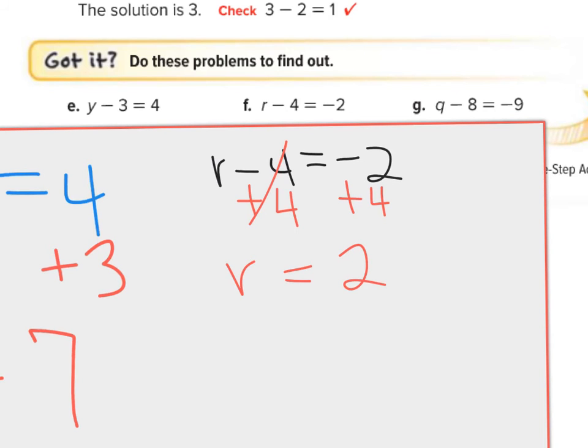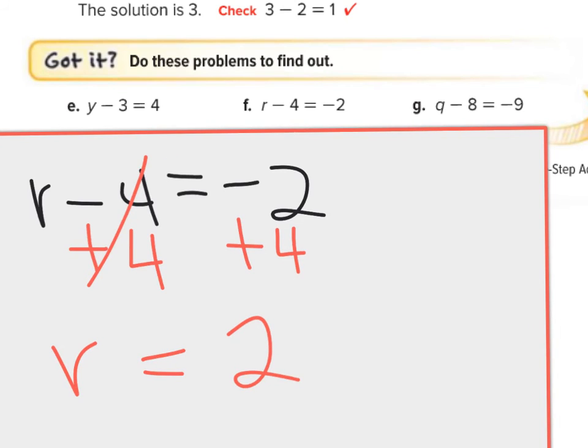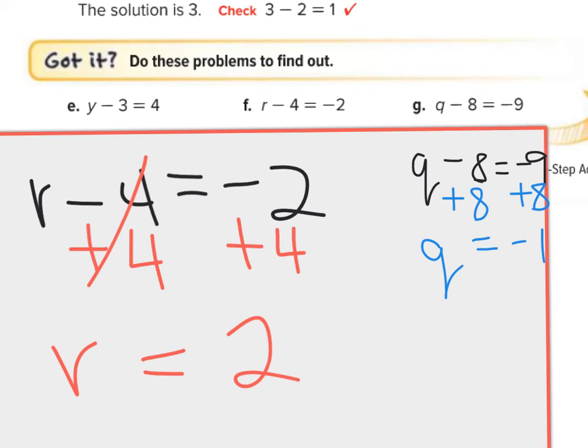And then finally, let's try G, where I have q minus 8 equals negative 9. I must use the addition property of equality to get rid of the 8, so I must add 8, and that brings that to 0. So I'm just left with q equals, I have plus 8 on this side, and I get negative 1. Negative 9 plus 8 is negative 1. Okay, I hope that makes sense to you.